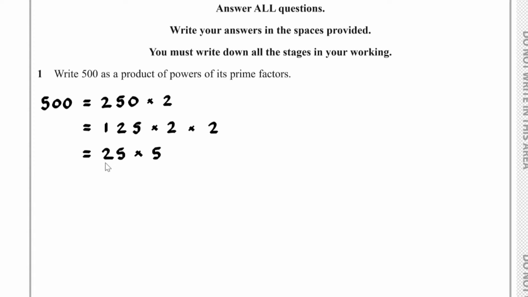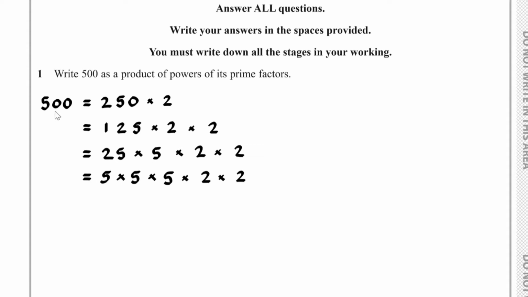125 can be written as 25 times 5, and then we still multiply by 2, and then multiply by 2 again. Now, the 5 is a prime number, the 2s are prime numbers, the 25 is not a prime number, so the 25 we can further split up as 5 times 5, and then we multiply this by 5, multiply by 2, and then multiply by 2.